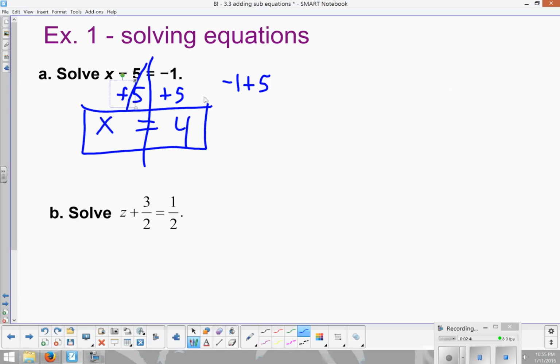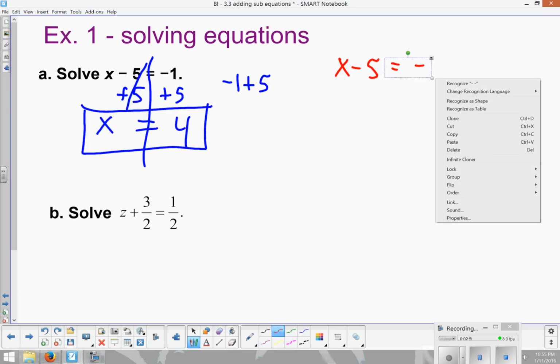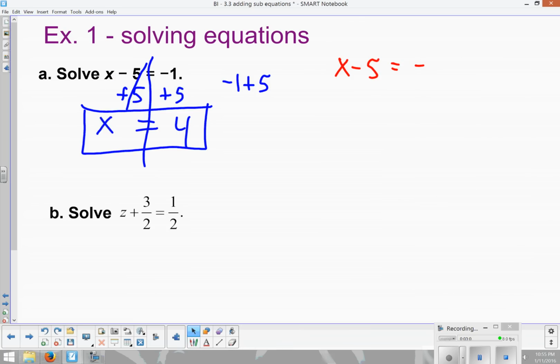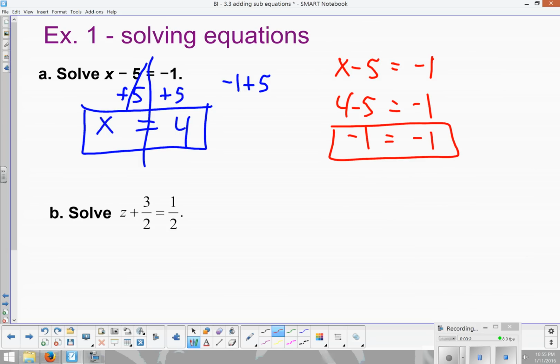To make sure that my solution is correct, I can do what is called the check method. I can write down the problem again. So I have here x minus 5. Every time I see an x, I can go ahead and plug in a 4. So x minus 5 should equal, on the other side, negative 1. We have a negative 1 here, so this side should be a negative 1. 4 minus 5, does that give us negative 1? Yes, it does. So our answer to letter A is correct. This is the correct solution.